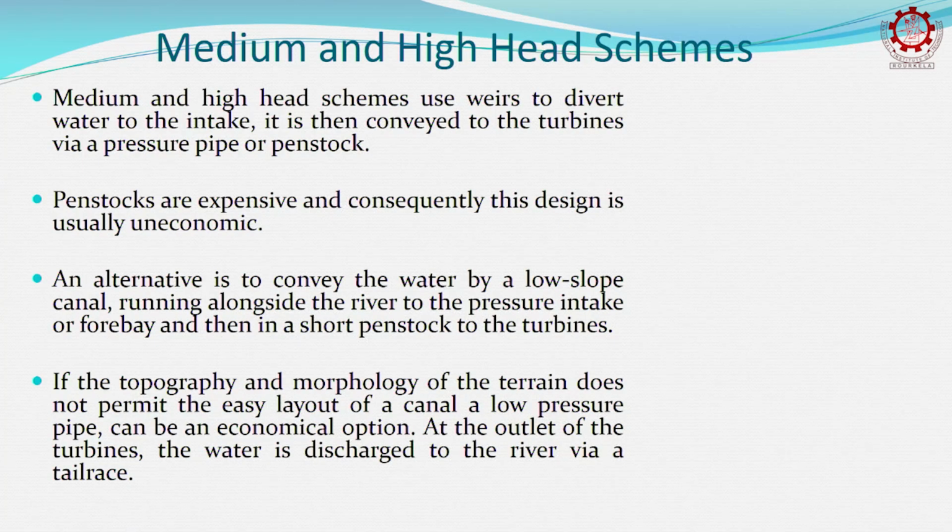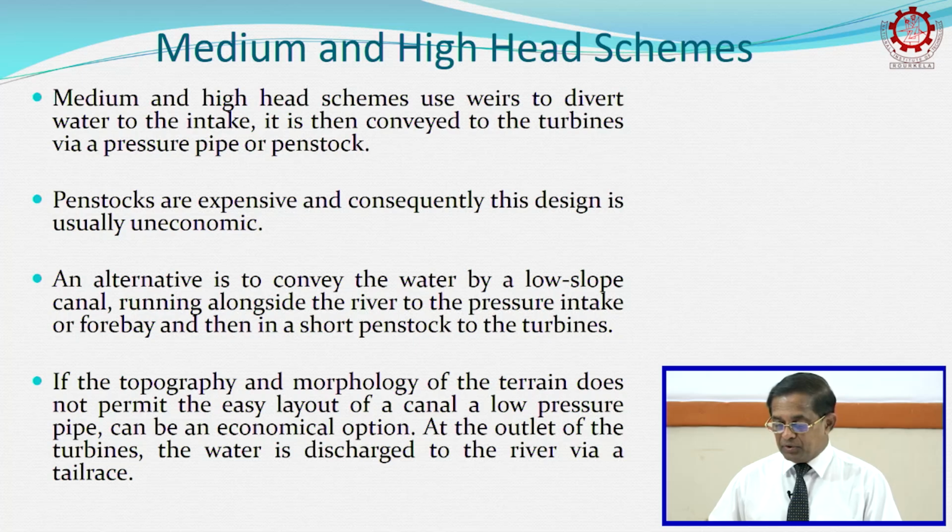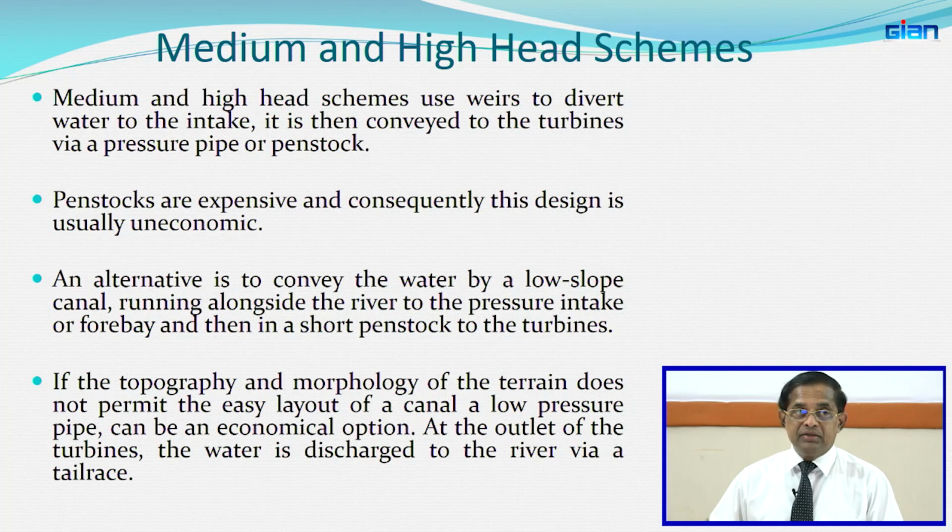So medium and high head schemes use weirs to divert water into the tank. It is then conveyed to the turbines via a pressure pipe or penstock. Penstocks are expensive and consequently this design is usually uneconomic. An alternative is to convey the water by a low slope canal running alongside the river to the pressure intake or forebay, and then on a short penstock to the turbine. That is the general configuration of a high head to medium head project.